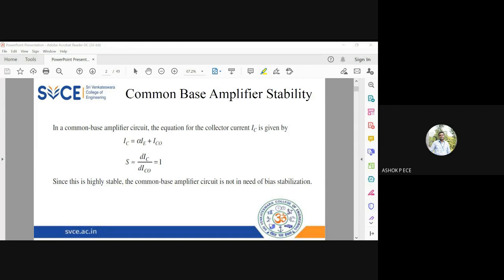So now we are going to see the common base amplifier. I told you we will be focusing only on common emitter, but there is some unique feature about common base amplifier stability. In a common base amplifier, the base is grounded, correct? So if this is your transistor, the base is grounded, the emitter is the input and the collector is the output. This is the structure of a common base amplifier.